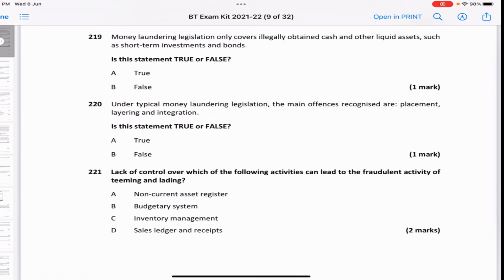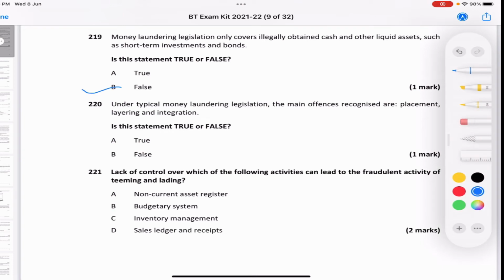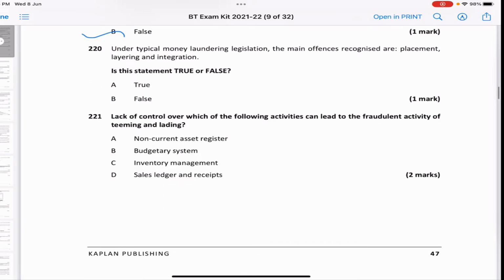Money laundering legislation covers illegally obtained cash such as short-term investments and bonds. That's not true, because money laundering legislation can be applied to any assets which are obtained by the criminals. Under typical money laundering legislation, the main offences recognized are placement, layering, and integration.